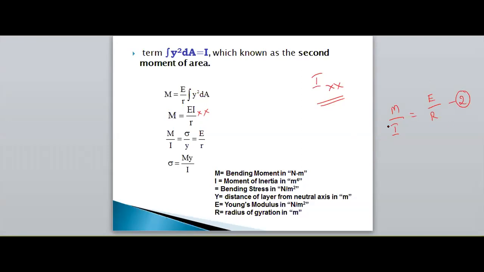Now we need to equate 1 and 2, because on both sides we are having E by R only. Equating 1 and 2, we are getting M by I is equal to sigma by y is equal to E by R.